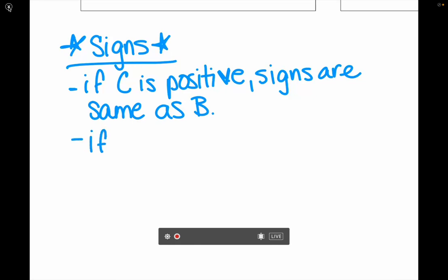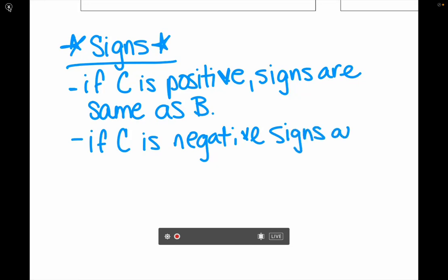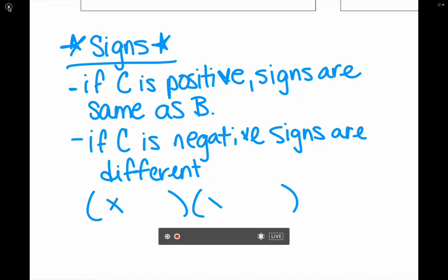So if C is positive, our signs are going to be the same as whatever B is. If C is negative, and we'll talk about why this is, then our signs are going to be different. What I'm talking about when I say signs is whatever we get when we do our factors. So we have x plus or minus some number, x plus or minus some number, okay? I do want to do a couple with you so you can see what this looks like.